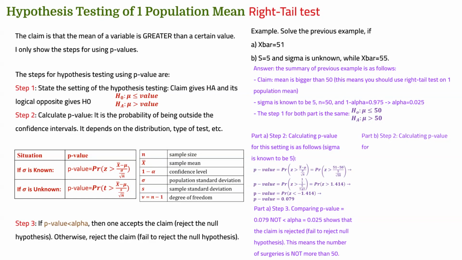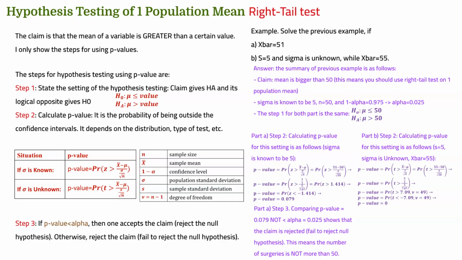For part B, calculating the p-value for this setting is as follows. s is equal to 5 and sigma is unknown. So we have to use the t distribution for the calculation. It will be the probability of t greater than x bar minus mu over s over the square root of n. We know x bar 55, mu 50, s 5, and n 50. If you summarize it, it will be the probability of t less than minus 7.09 and degree of freedom 49.